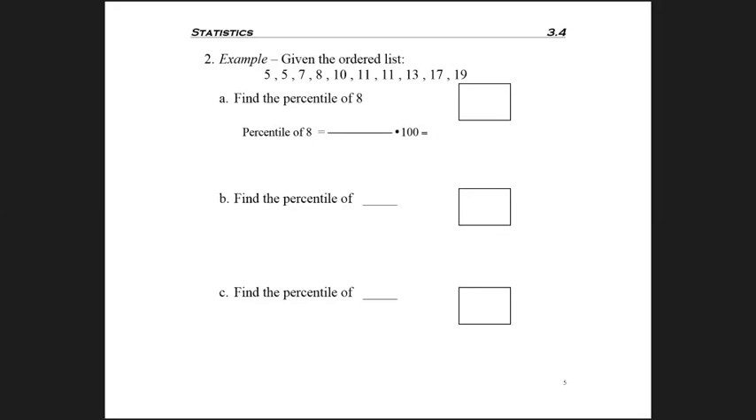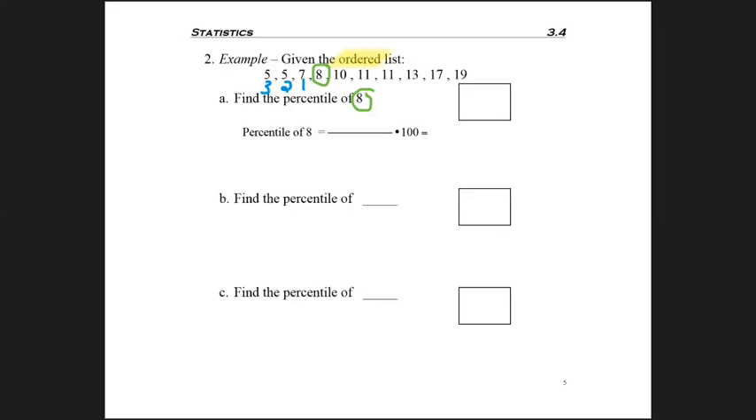So now let's go ahead and actually find some percentiles. In the first problem, it says I'm given an ordered list, really important, because if I wasn't, I'd have to go back and order it. But I'm asked to find the percentile of 8. So I go find 8 in the data list. And remember, I need to count how many numbers are before the 8. So there's 1, 2, 3 numbers below or before the number 8.